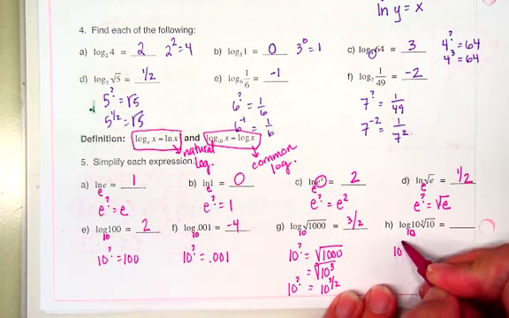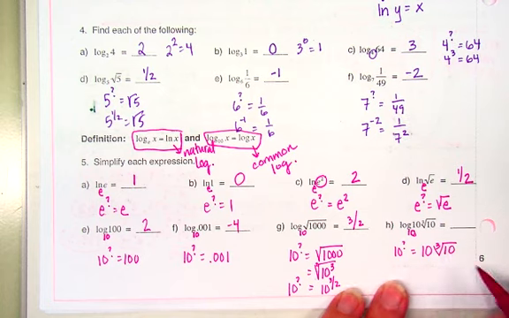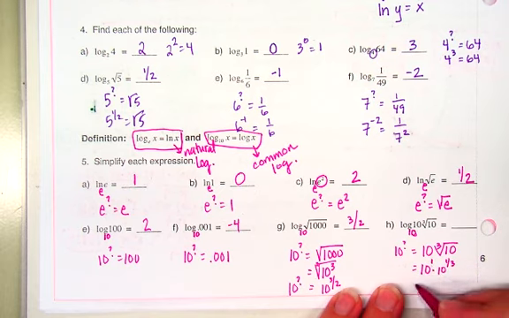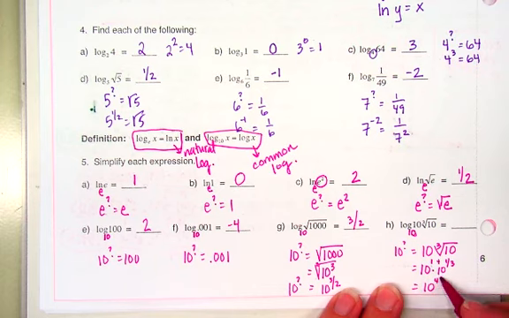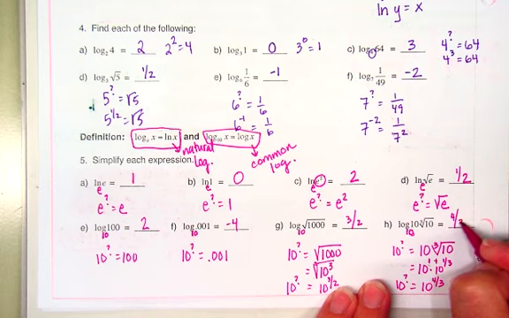How about this one? 10 to what power would give me 10 times the cube root of 10? Well, again, let's rewrite that. That's like 10 to the 1st times 10 to the 1/3. And if I combine those two together, when you multiply, you add. So 1 plus 1/3 just gives me 4/3. And my exponent would be 4/3.